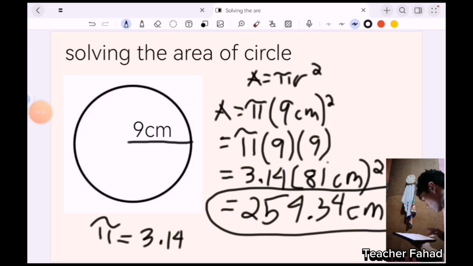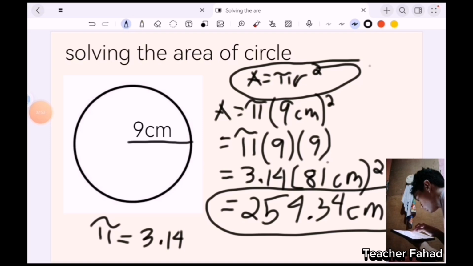So, again, take note that this is the formula that we will use to solve the area given the radius of the circle. When we use this formula, the radius is given. Radius.